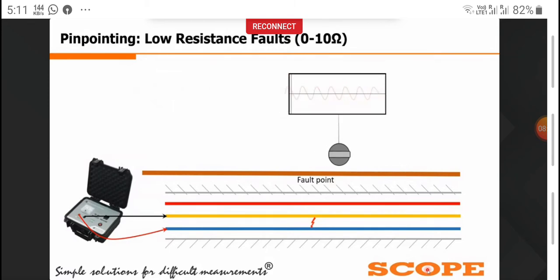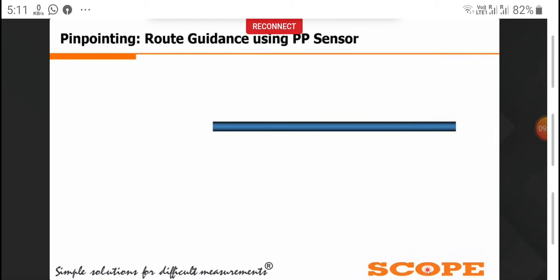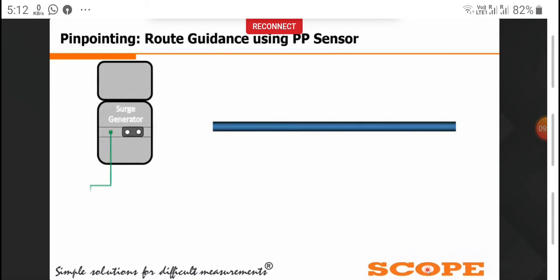Okay, now in the pinpointing process, as I already explained, for pinpointing the high resistance fault we are using the surge generator, the pinpointing set along with the ground microphone. In this method also, there is a route guidance feature, meaning a left-right indicator feature is available. In this method, let us consider a cable in which the surge generator is connected between the faulty conductors.